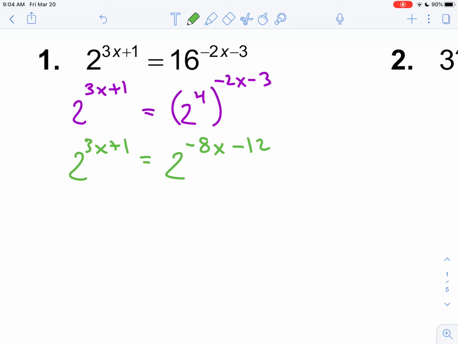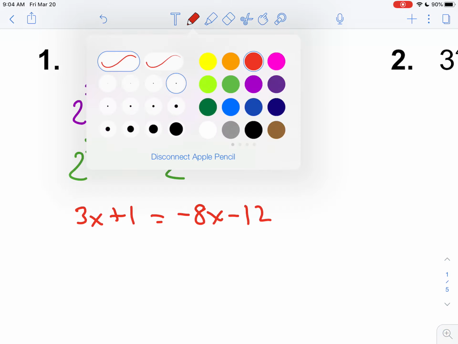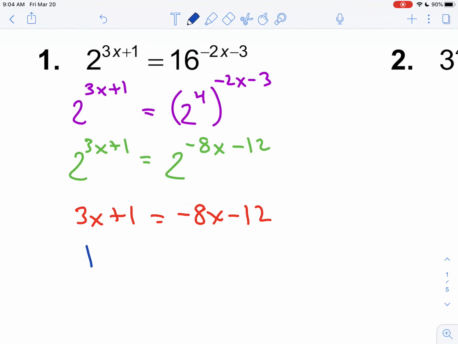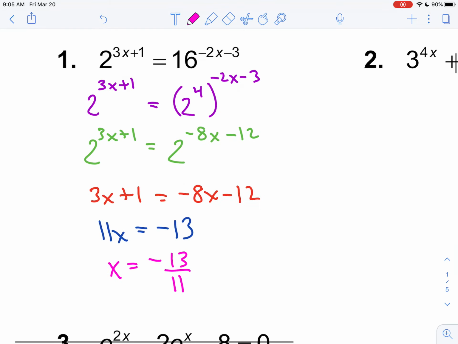And now using our one-to-one property, since these 2 powers are equal and they have the same base, then the exponents have to be equal to each other. And now we just have a little bit of fun with algebra, and we get an answer of negative 13 over 11. I wouldn't waste time getting a decimal. I would stop right there.